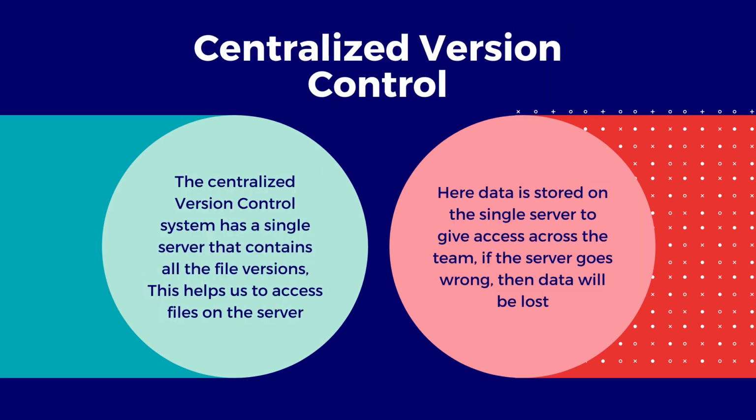Now, we will see centralized version control. The centralized version control system has a single server that contains all the file versions, which helps us to access files on the server, but here data is stored on a single server to give access across the team. If the server goes down, then data will be lost.